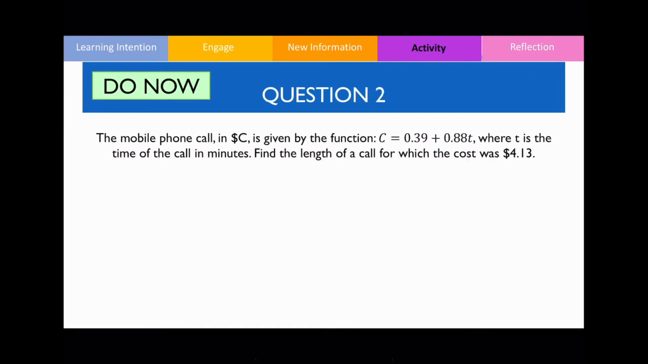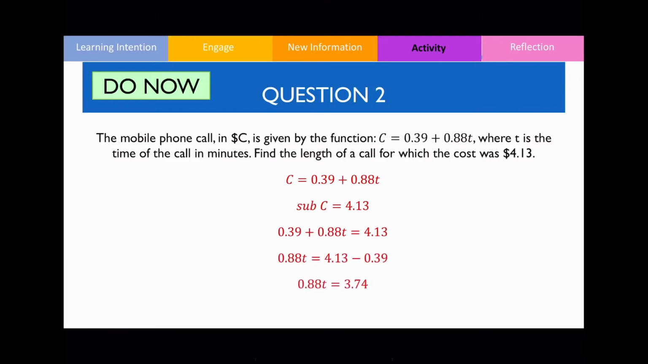Question 2, very similar question. They're giving you an equation to express the cost depending on how long you're calling for. You're trying to find out the length of a call when the cost was $4.13. So we'll sub C is equal to 413 and solve for T. Subtract both sides by 0.39 and divide both sides by 0.88. Hence T is going to equal 4.25 minutes. Always make sure you're including units in your final answer.